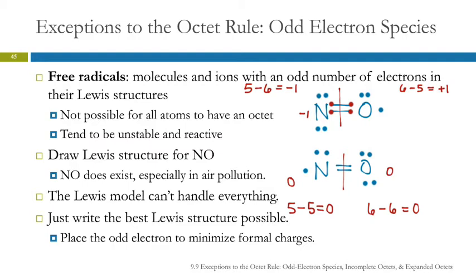So this is our best Lewis structure. That's the best we can do. It does violate the octet rule. Nitrogen monoxide does exist. It's present in air pollution, but it is not stable. It's very reactive, and so it reacts with things like water in the air and does bad stuff.